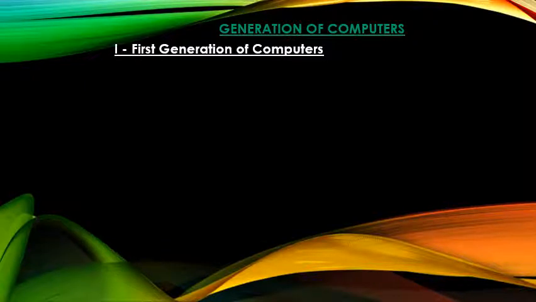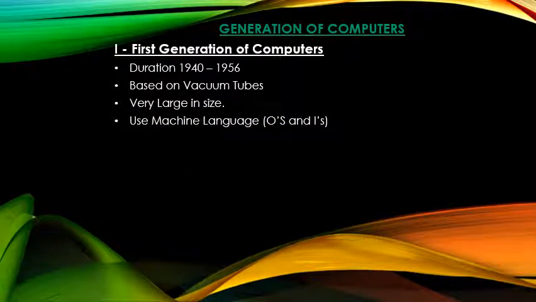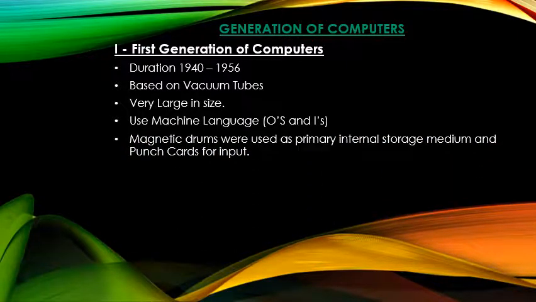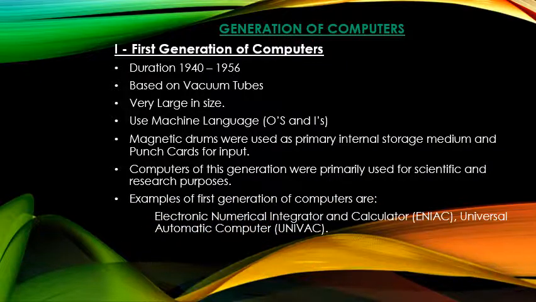The main features are duration is 1940 to 1956. It was based on vacuum tubes, very large in size, use machine language that is zeros and ones. Magnetic drums were used as primary internal storage medium and punch cards for input. Computers of this generation were primarily used for scientific and research purposes.